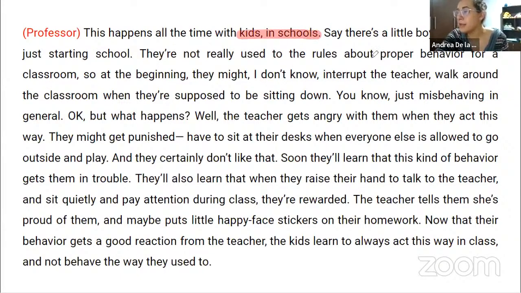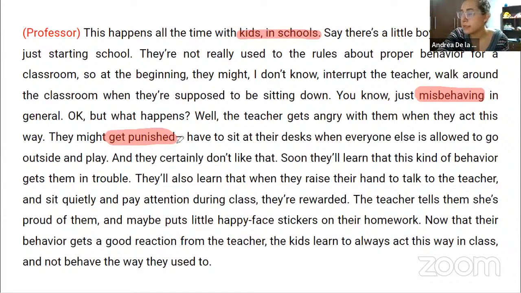They say in the beginning, initially, when kids are new, they don't know the rules, right? They're not used to the rules. So they start misbehaving. Initially, kids misbehave in school. How do they misbehave? Like what you were saying, right? They talk when they're not supposed to, they don't raise their hand, they walk around the classroom, so they misbehave. Now, as a result of that, the teacher gets angry and they get punished, right? They receive punishment from the teacher for their misbehavior.